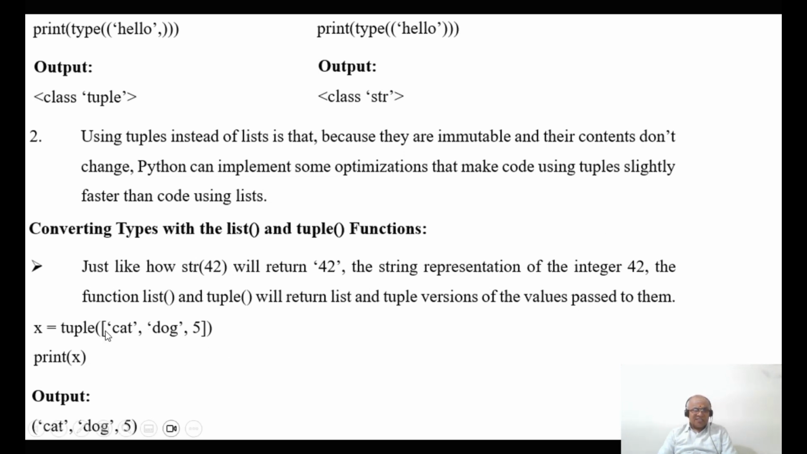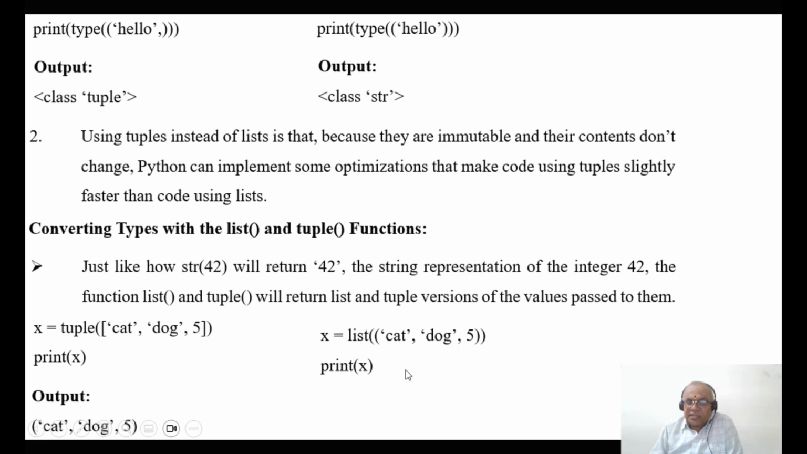Even though you have a list of cat, dog, 5, if you see the output, since you are using the tuple function, that list has been converted into a tuple, which is shown with small brackets: cat, dog, and 5. Similarly, consider one more example, x is equal to list. You have a list and you have a tuple here. Why is it a tuple? Because you are having round brackets, that is the small brackets, with cat, dog, 5.